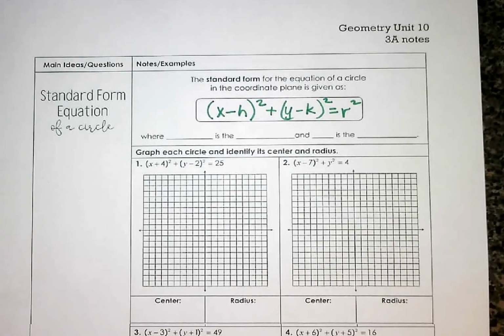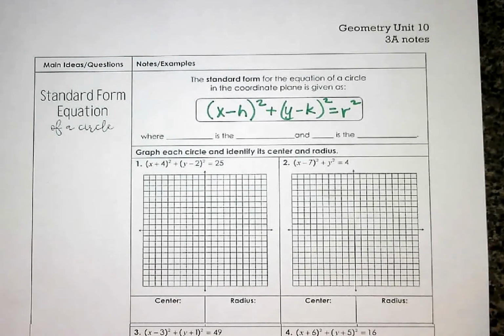Okay, we only have this one unit in level 3 dealing with circles, and it's really about the standard form of the equation of a circle. Basically, we need to be able to do two things. One, if I have the equation, can I graph it? And two, if I have a graph of a circle, can I write the equation?